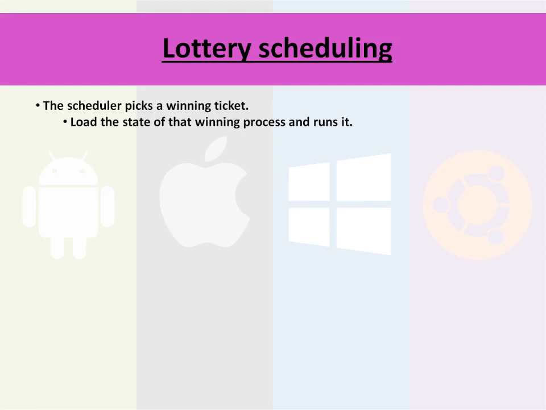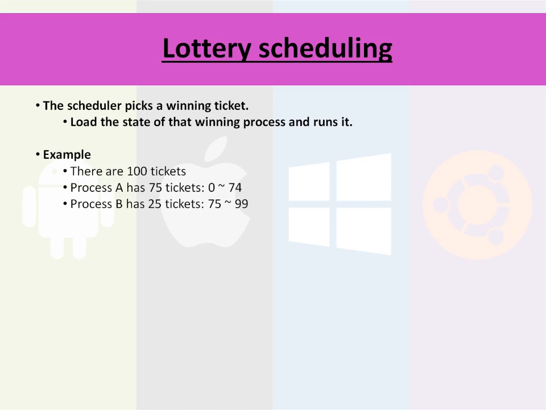How it works is that the lottery scheduler picks a winning ticket, loads the state of the winning process, and runs it. So if I have 100 tickets and 75% of those belong to process A and 25% belong to process B, 75% of the time process A is going to be running first. Let's do that example specifically. There are 100 tickets. A has 75, so that's a range of numbers between 0 and 74. Process B has 25 tickets, a range from 75 to 99. In total, 100 tickets.